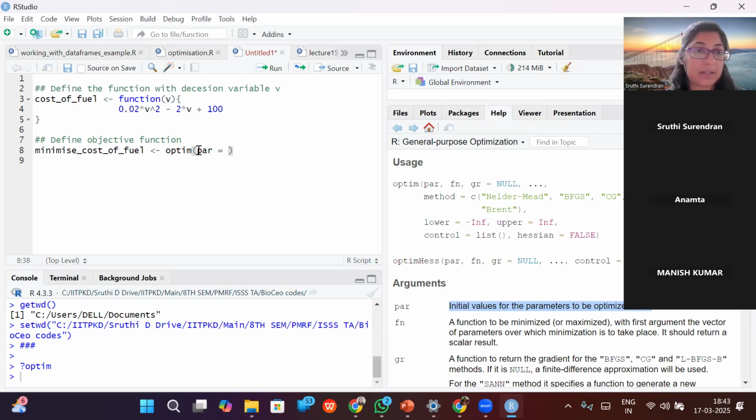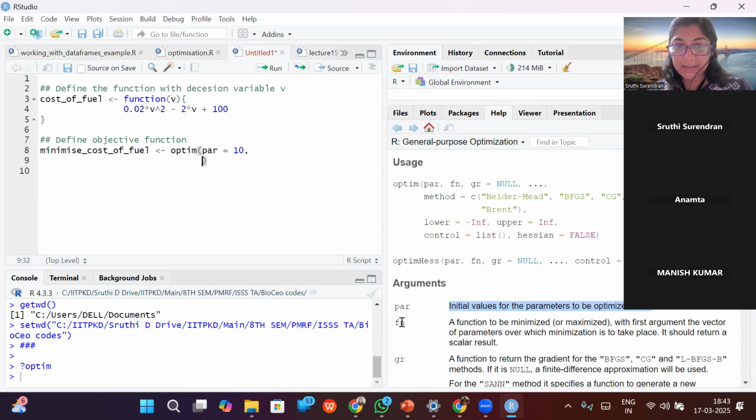We have to give some initial value. We have constraints also, remember. So we have to first give an initial value of V. Say, let's give it 10. Now, next argument is the function. We know the function. We have defined the function over here as the cost of fuel. So function is equal to cost of fuel.